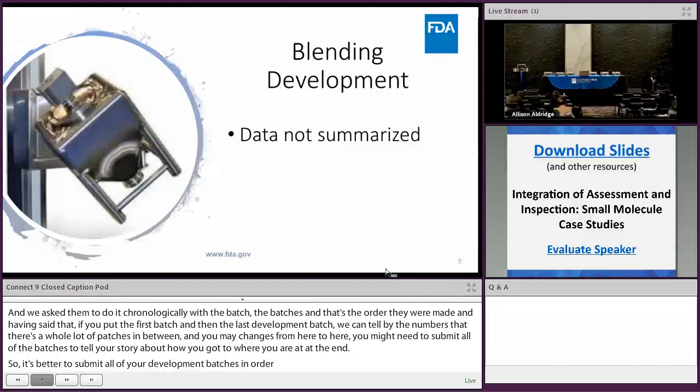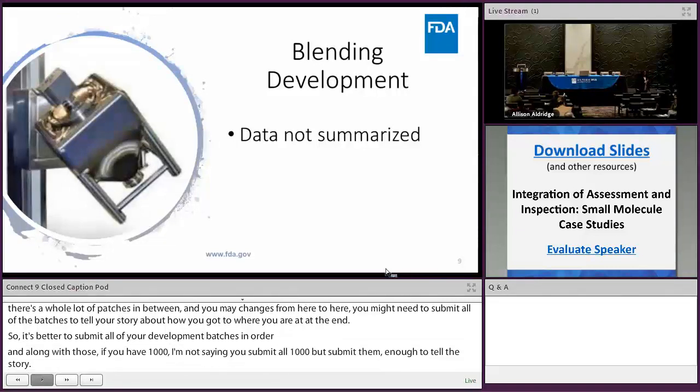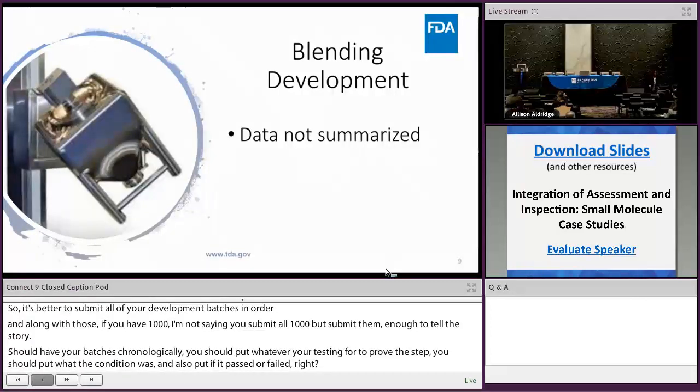So you should have your batches chronologically. You should put whatever you're testing for to prove this step. You should put what the condition was. And you should also put, did it pass or fail, right? And separate the strengths, because one thing that might be going on in one strength may not be going on in the other. And it's a lot easier if they're apart, right?